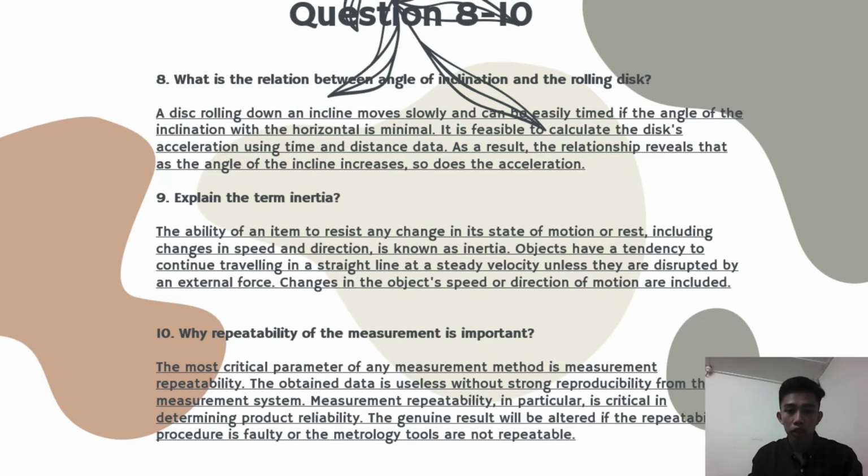Number 10. Why is repeatability of motion important? The most critical parameter of any measurement method is measurement repeatability. The obtained data is useless without strong reproducibility from the measurement system. Measurement repeatability in particular is critical in determining product reliability. The result will be altered if the repeatability procedure is faulty or the methodology and tools are not repeatable.